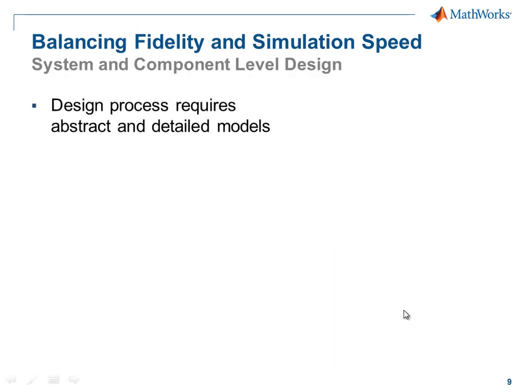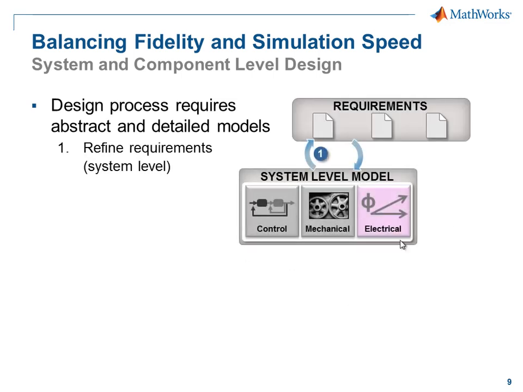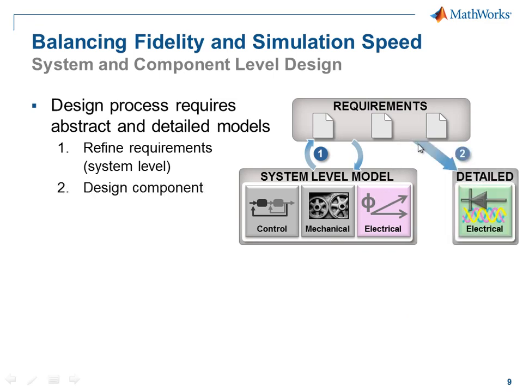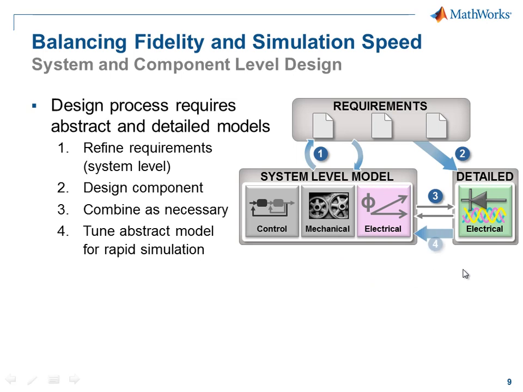To execute our design process efficiently, we're going to need abstract and detailed versions of our component models. Here are how those variants fit into our development process. First, we're going to refine the requirements with the abstract version of our model. We'll then use that refined version of the requirements to develop the detailed design. We can combine the detailed and abstract versions in our model to do verification tests and combine it with the control and mechanical systems. And finally, we'll use the simulation results from the detailed model to tune the abstract model. This will give us a model that executes quickly and produces accurate results.